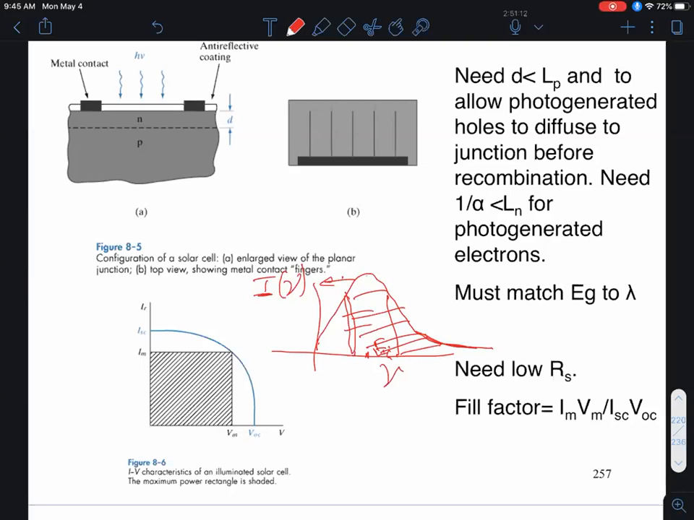Instead, I want to choose a band gap so that I capture most of the solar energy, right? But there's unfortunately a problem with that, because if that was the only issue, you could say that I choose a semiconductor with essentially zero band gap so that I can capture the entire solar spectrum. So why don't I do that? Okay. Well, the problem is the following.